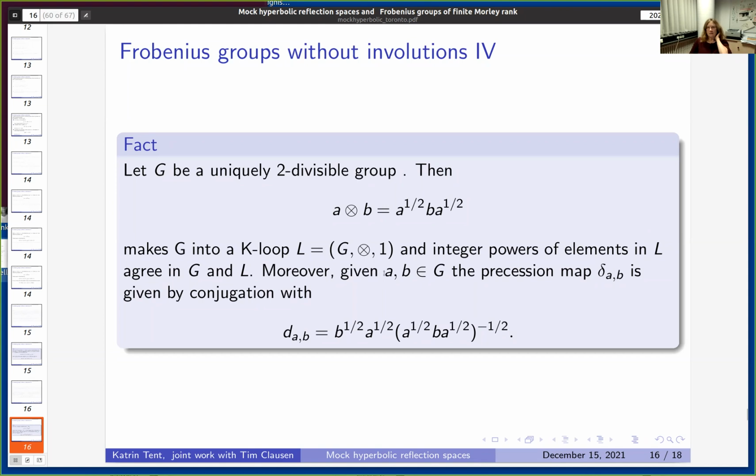And if we look at 2 elements in G, then the precession map is given by conjugation with this element. We don't need to remember what this element is, but just to remember that the precession maps are really conjugation by an element in the group.